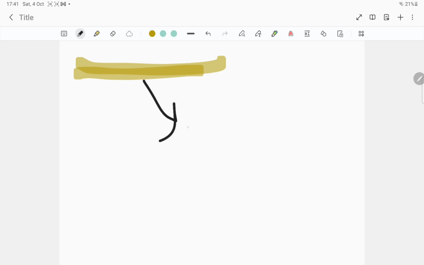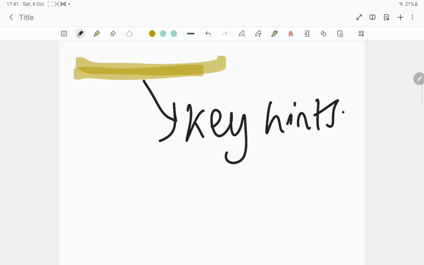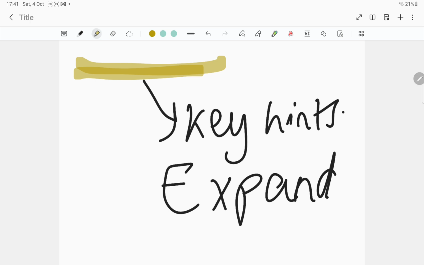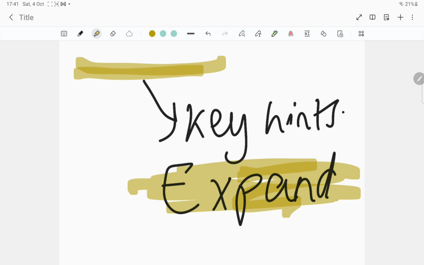It will help you understand. Even if it was expand, at least you know it's not factorizing. At least you know it's expand. It might sound a bit silly, but it's actually helpful. It's not silly. It's actually helpful. So just do this.